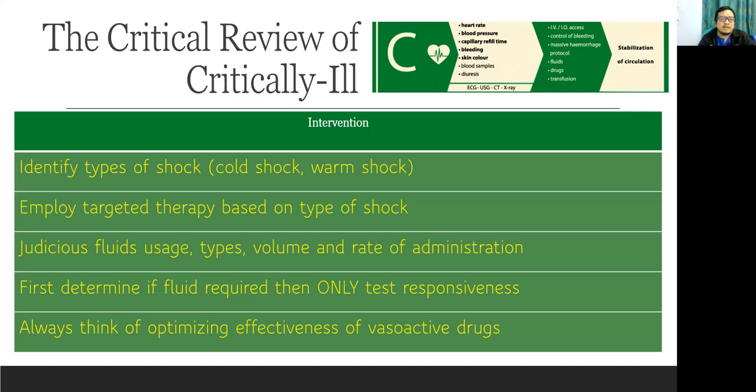Okay, and then you have to first determine if fluid is required, then only test responsiveness. Okay, fluid responsive doesn't mean fluid required. Okay, so always think of optimizing the effectiveness of vasoactive drugs as well.